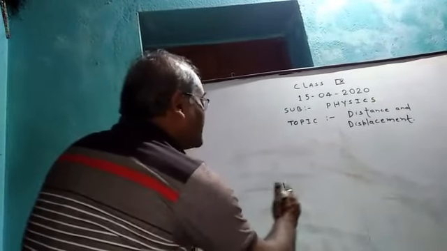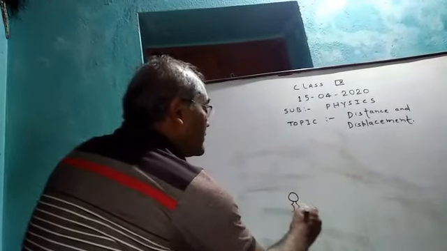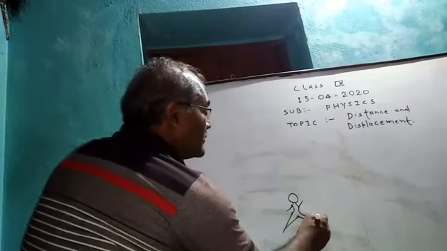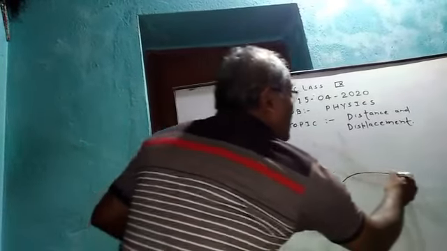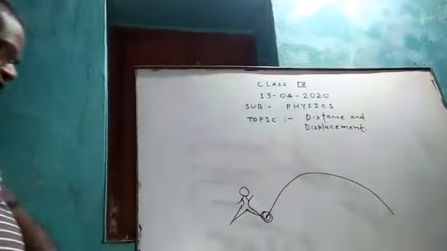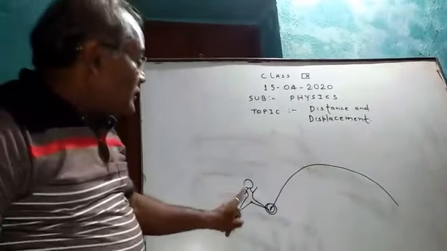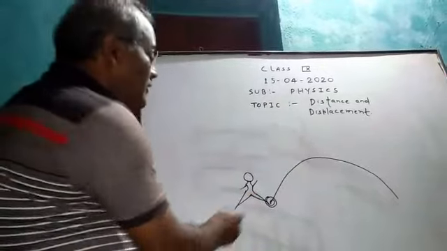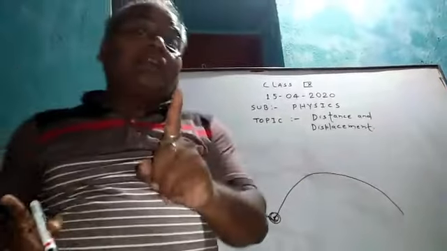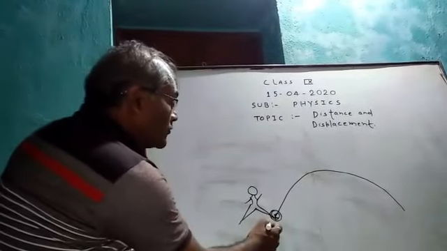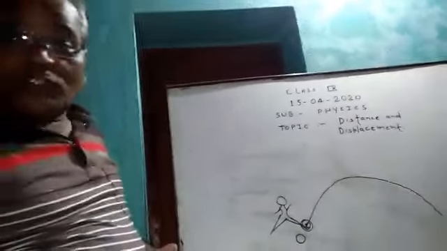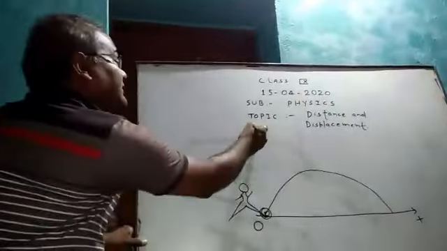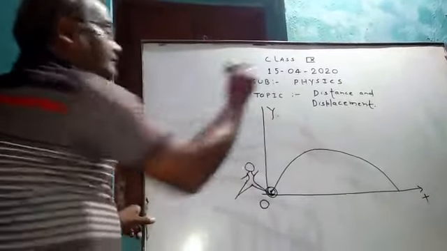Let us suppose that a man throws a ball, as according to this figure. Then in this case we take a reference point. Let O be the reference point here, and we draw two lines. One is the x-axis and the other is the y-axis.